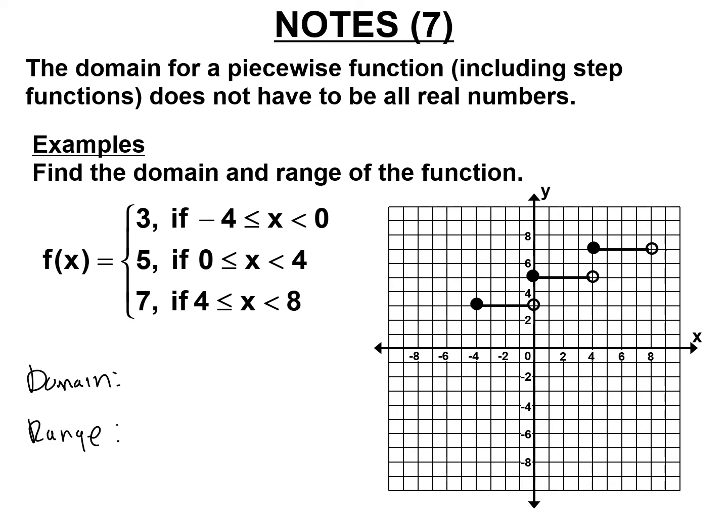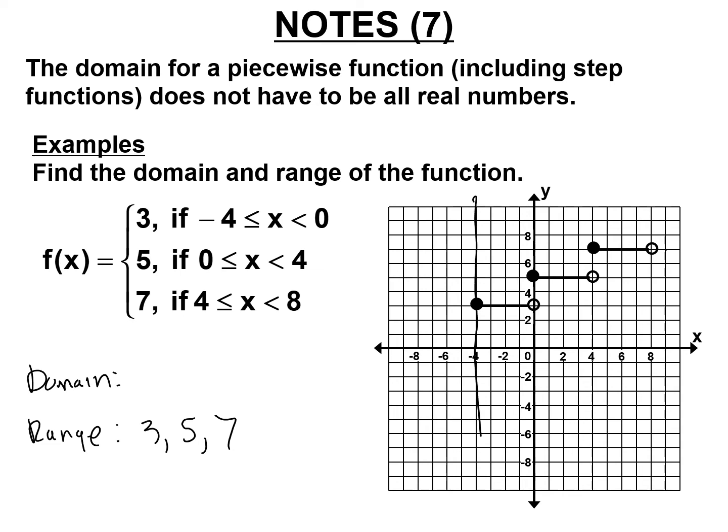Let's start with the range this time first, because that's the easy one, right? Y can only be 3 or 5 or 7, right? Now let's try to figure out what the domain is. Try to write it as simply as possible.